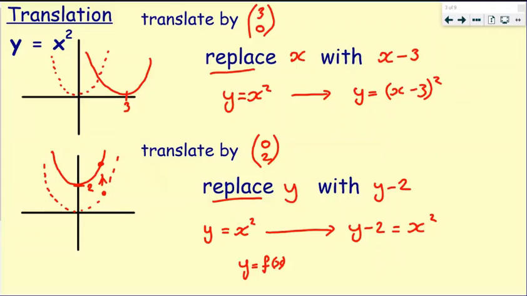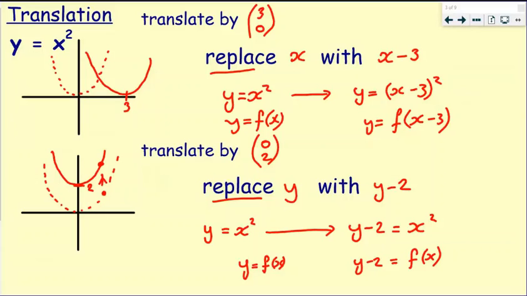This one up here, instead of y equals f of x, is now y equals f of x minus 3. That means wherever there was an x in the previous equation, we now have x minus 3 instead. Here, we've got y equals f of x. We're going to end up with y minus 2 equals f of x. Again, wherever there was a y in the equation, we now just have a y minus 2.